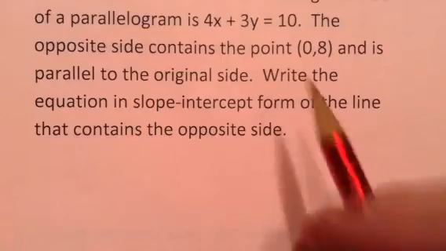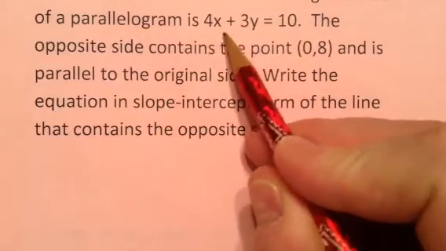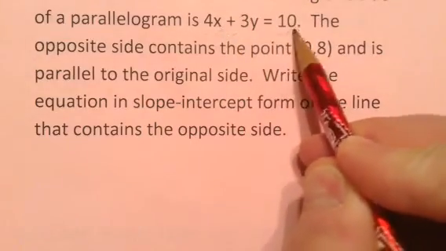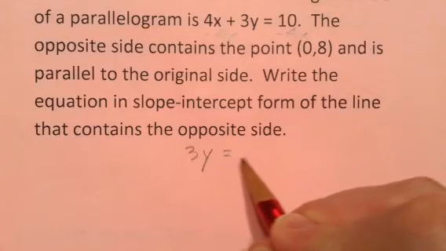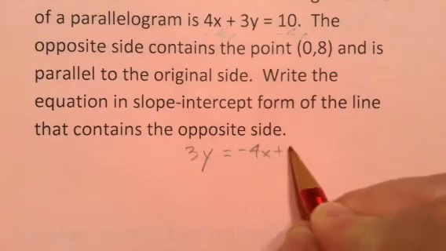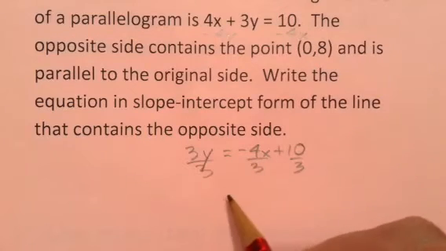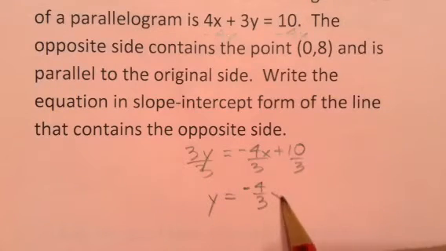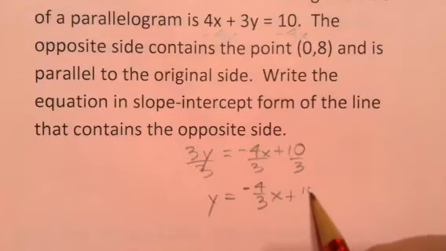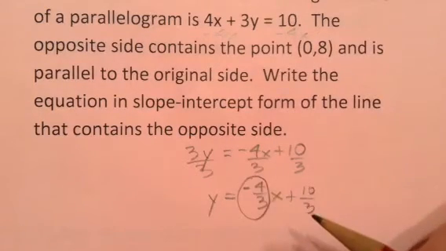Alright, we're going to solve for y by subtracting 4x from both sides. It gives me 3y is equal to negative 4x plus 10, divided by 3. And my slope is going to be a negative 4/3. That's all I need from the equation.